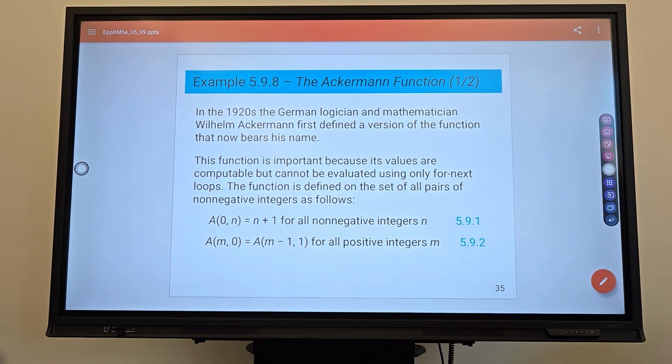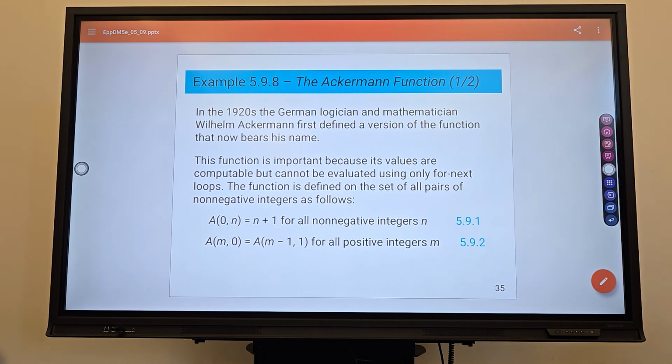In the 1920s, the German logician and mathematician Wilhelm Ackermann first defined a version of the function that now bears his name. This function is important because its values are computable but cannot be evaluated using only for-next loops. The function is defined on the set of all pairs of non-negative integers as follows.